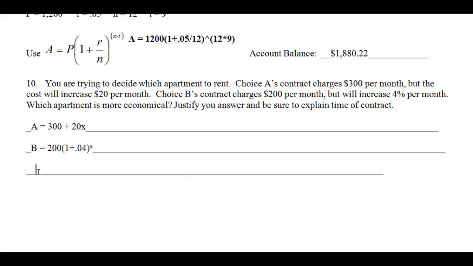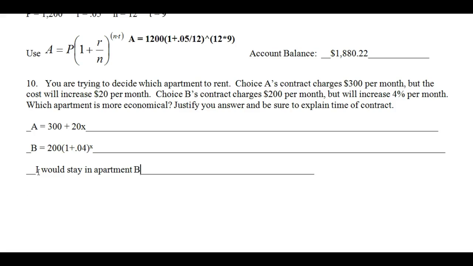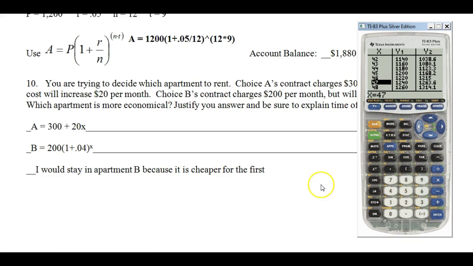Well, this is just me. Personally, I would stay in apartment B, unless... it was cheaper for 47 months. Yeah, it was cheaper until the 47th month.